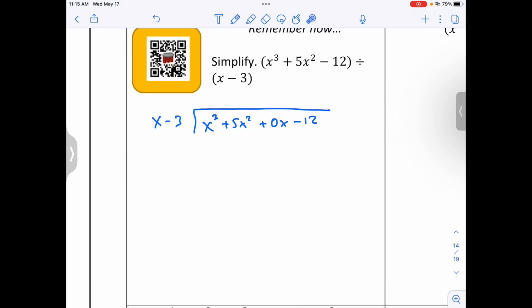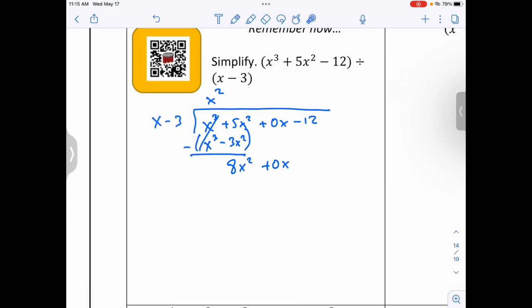Okay, so we're going to take that x into that x to the third, x cubed, and we get x squared, and then we're going to multiply that by the x minus 3 and bring it down here. So x to the third minus 3x squared. Then we're going to subtract that off, put it in a parenthesis. The x cubes cancel out. We get 5 minus negative 3, so plus, so 8x squared, bring down the 0x.